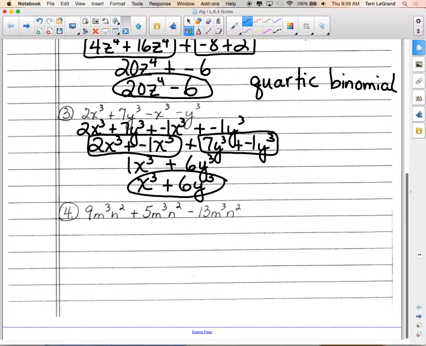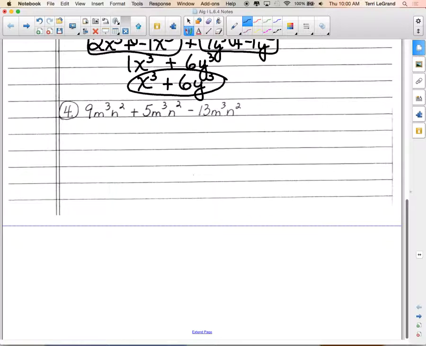When it is more than one variable, we don't talk about degree, special degree names. We could say this is a degree what polynomial? 3. It's a degree 3 polynomial, but we would not call it cubic because there's more than one variable involved, okay? Okay, let's look at number 4. Go ahead, you do number 4.